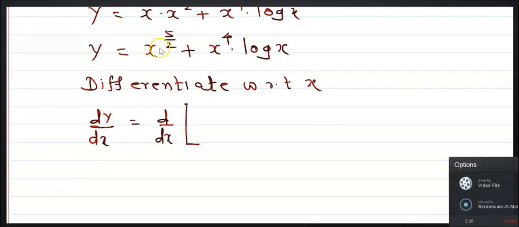See this, y is equal to x raised to 3 by 2 plus x raised to 4 into log of x. X raised to 5 by 2. X raised to 5 by 2 चा डेरिव्हेटिव्ह किती येणार? 5 by 2 into x raised to 5 by 2 minus 1. 5 by 2 minus 1 म्हणजे किती? तर 3 by 2. Now see this here.